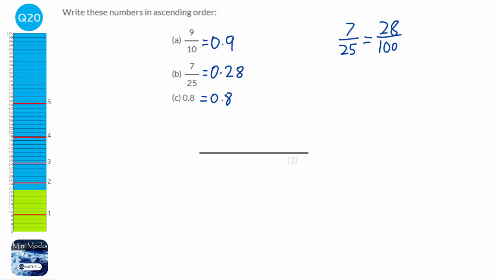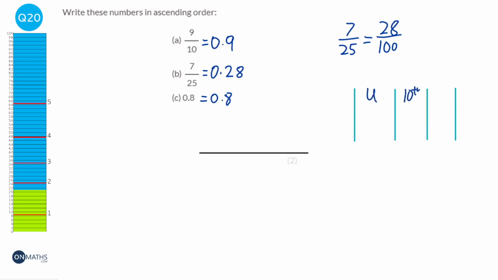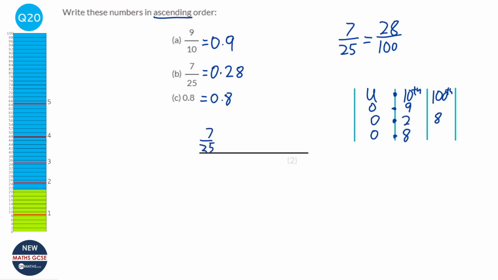Next thing we're going to do is draw a little place value table. And so we've got units here, tenths and hundredths. So we've got 0.9, 0.28 and 0.8. And you can see here that looking at the tenths column, that 2 means that this 0.28 is the smallest. So 0.28 is 7 over 25, so that's our smallest. And it says it wants it in ascending order, which just basically means from smallest to biggest.